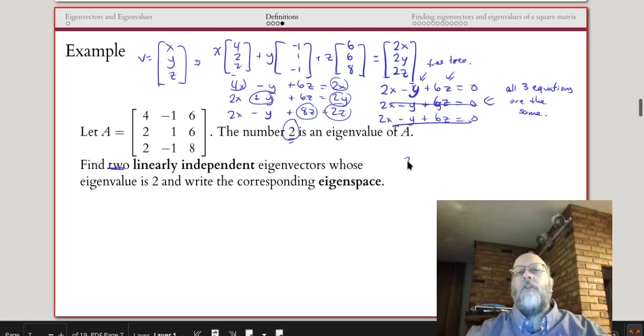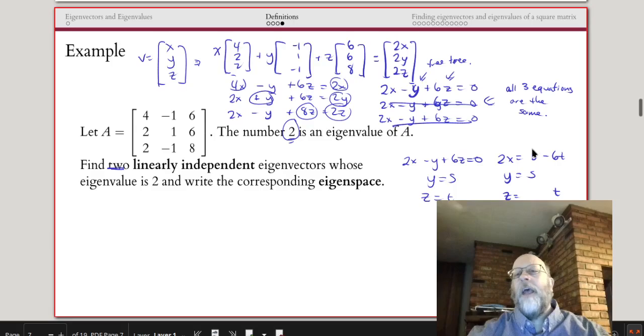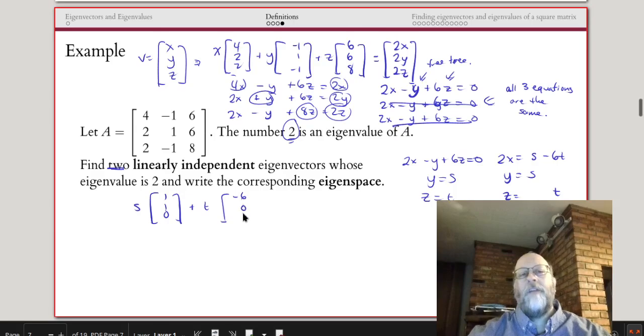So this is like 2x minus y plus 6z equals 0, y equal to s, and z equal to t. And so 2x is equal to s minus 6t, y is equal to s, and z is equal to t. And now s is multiplied by (1, 1, 0), and t is multiplied by (-6, 0, 1). And so these are my two linearly independent eigenvectors.